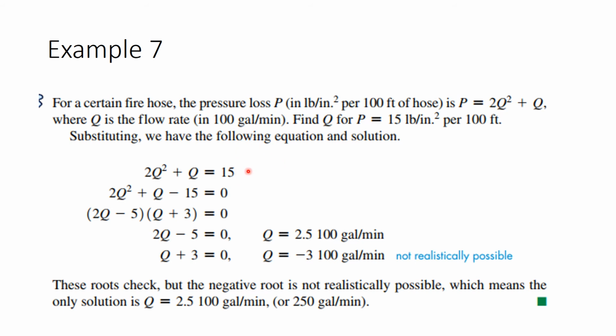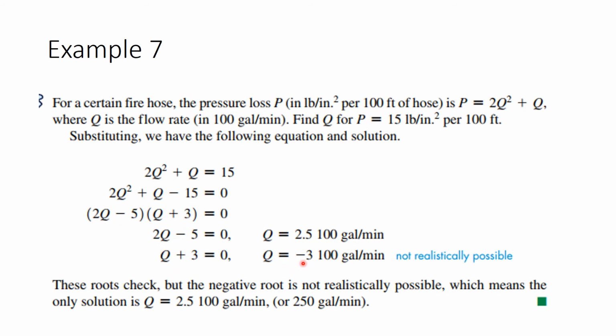Now this is not in the form that I need it to be in, so I'm going to move the 15 to the other side. Now I have this is equal to 0. Now I'm going to factor. And again, you have to be good at factoring to do this, but we do this is equal to 0, and then that means that either this factor is equal to 0, in which case q is 5 over 2 or 2.5, or this side is equal to 0, which means that q is minus 3.